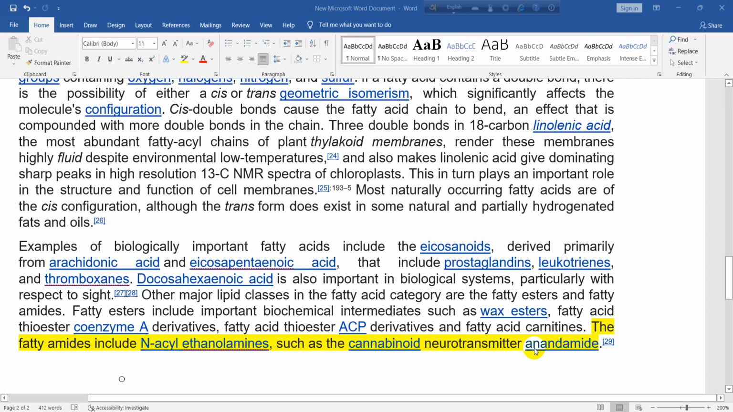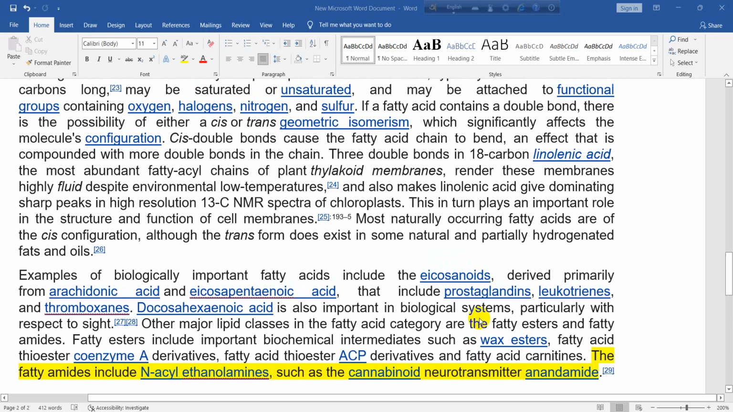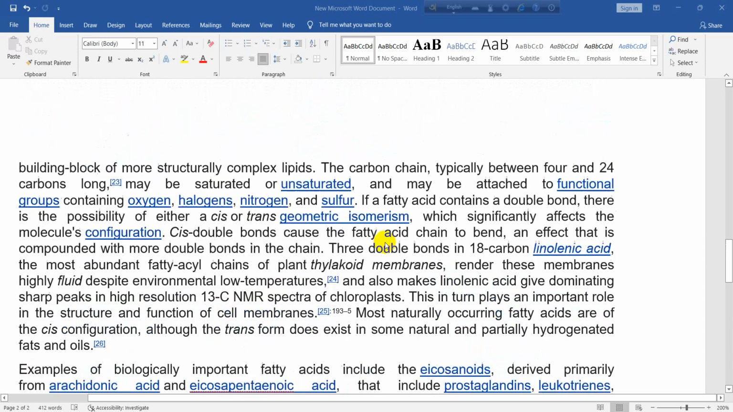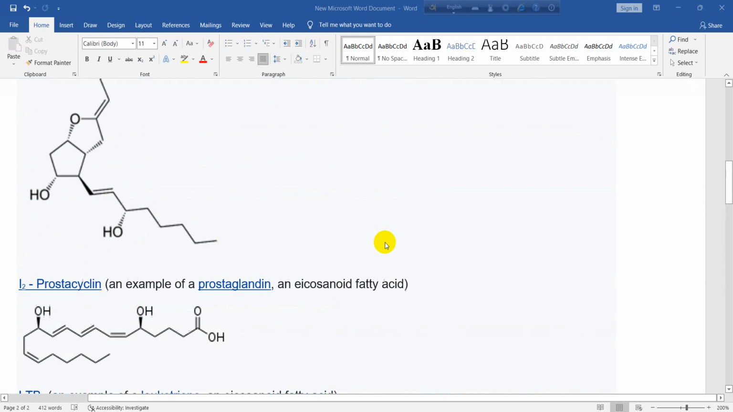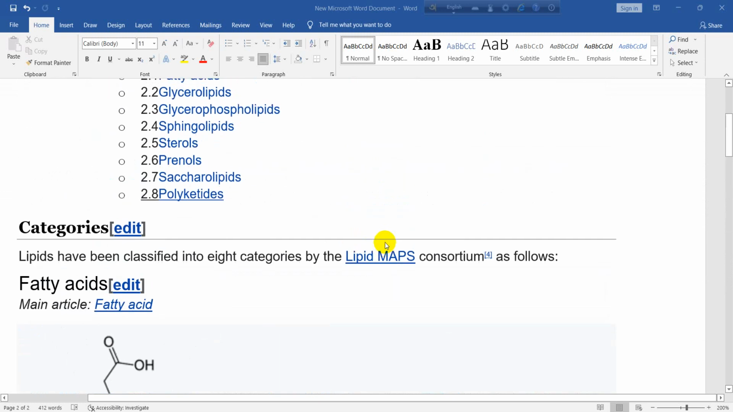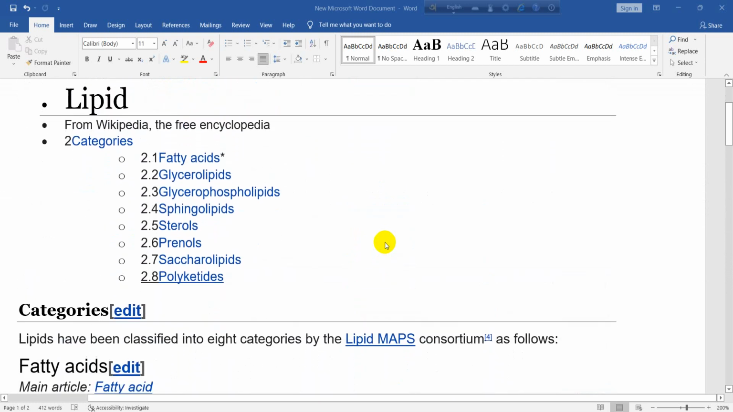So I think you have already enjoyed listening to the topic on fatty acid, an important lipid, and I do hope you have enjoyed this. So this is the topic on fatty acid. This is everything I told you about fatty acid from Wikipedia, the free encyclopedia.